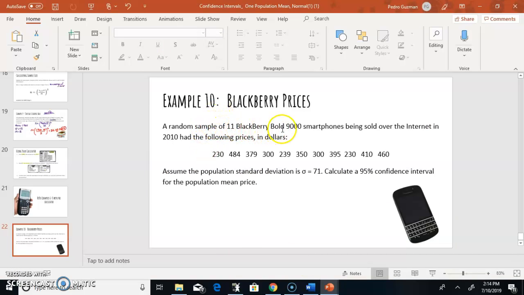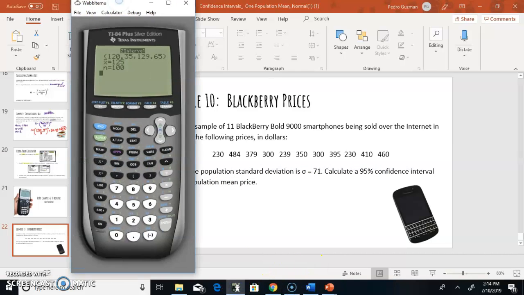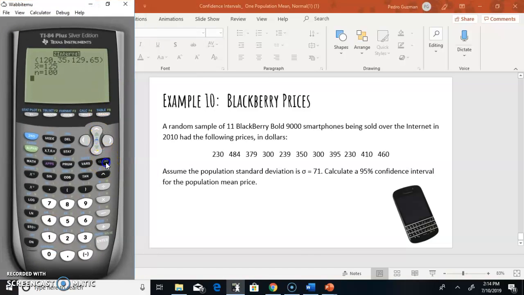A random sample of 11 BlackBerry Bold 9000 smartphones being sold over the internet in 2010 had the following prices in dollars. Here they are. Assume the population standard deviation is 71. Calculate a 95% confidence interval. So quickly I want to show you how to do this in the calculator because I'm running out of time. So we are going to first go to Stat, Enter, and enter the numbers. So see, I have entered the data into L1. I did that while the video was paused.